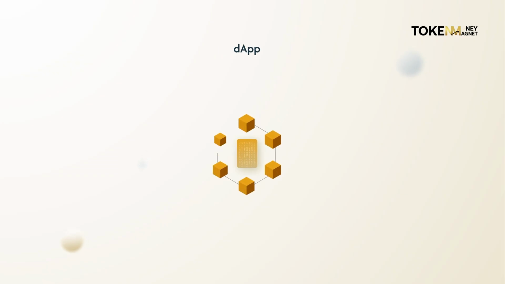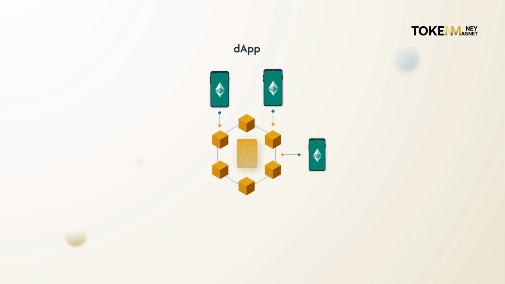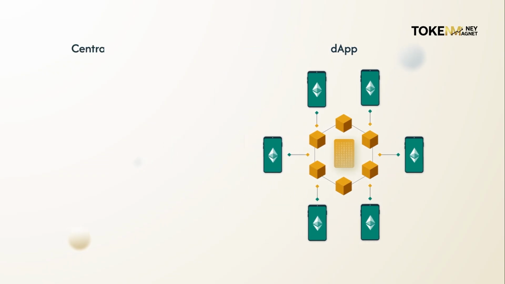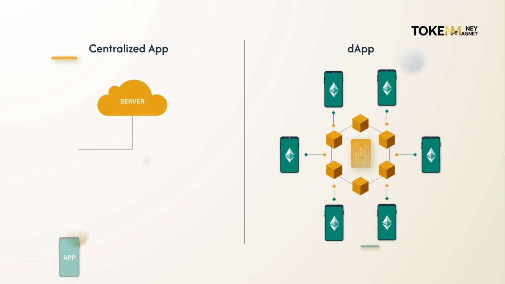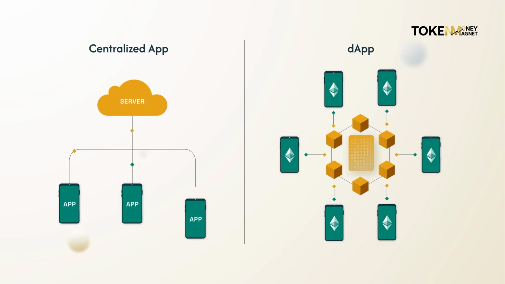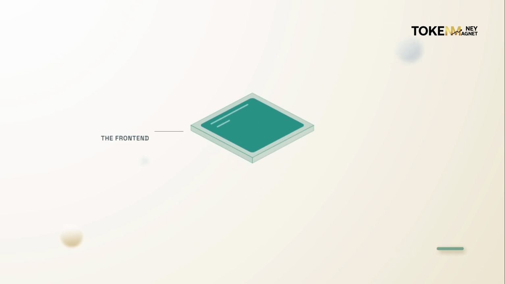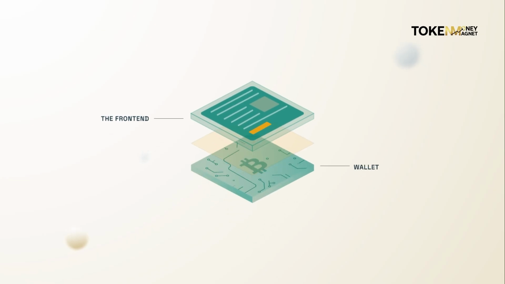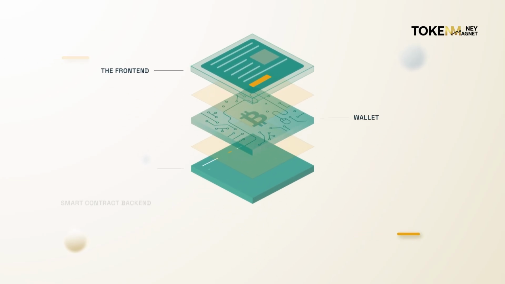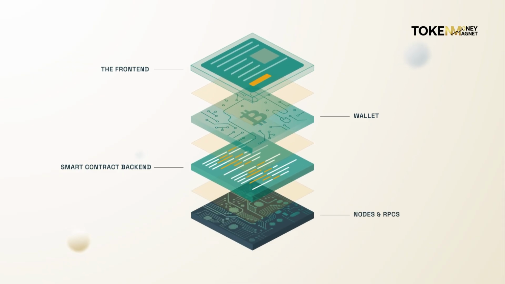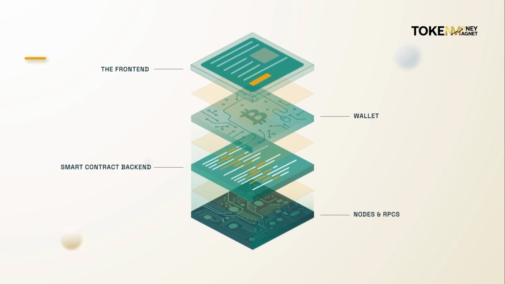Decentralized apps, or DApps, are the user-friendly side of this blockchain magic. They look and feel like the regular apps on your phone, but instead of relying on centralized servers, they use smart contracts as their backend. Here's how they typically work. The front end is what you see and interact with, often built using tools like React or Vue. Wallet is your gateway to approve transactions. Smart contract backend is where the real action happens. Nodes and RPCs are infrastructure that connects everything to the blockchain.